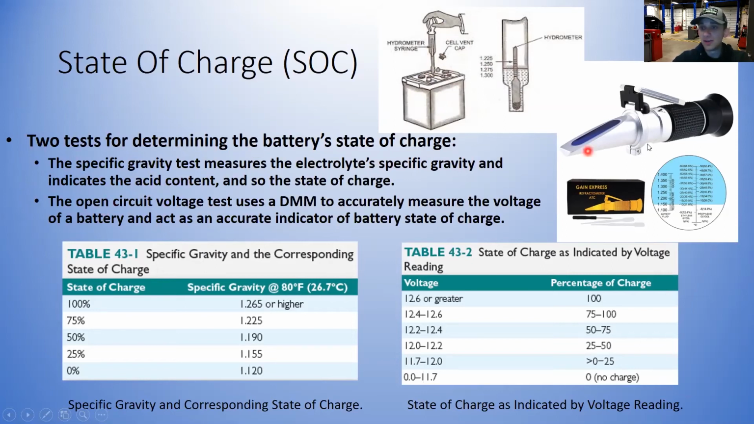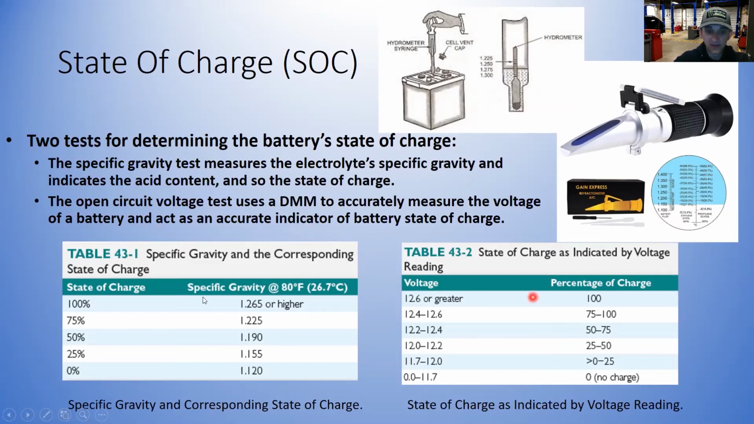You can also use a refractometer for this, same as with coolant. You put a drop of the electrolyte from each cell on here, close the lid, hold it up to the light, and you look at the battery fluid scale, and it will give you a specific gravity. The other state of charge test that you can do is the open circuit voltage test by using a digital multimeter. That gives you a good voltage measurement of the battery, and it can act as an accurate indicator of the state of charge. That's a quick, easy test that you can do.